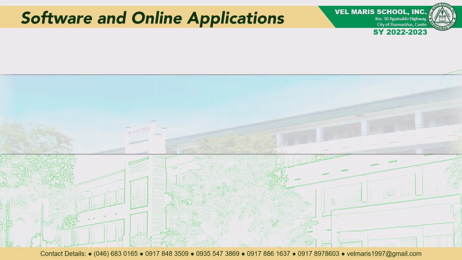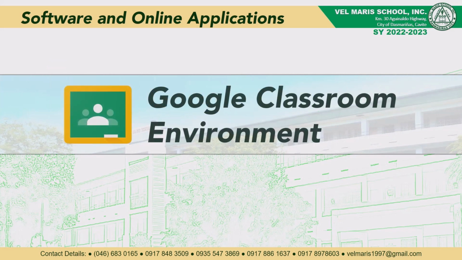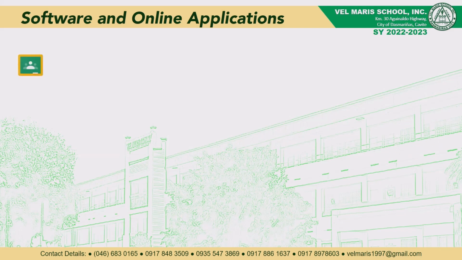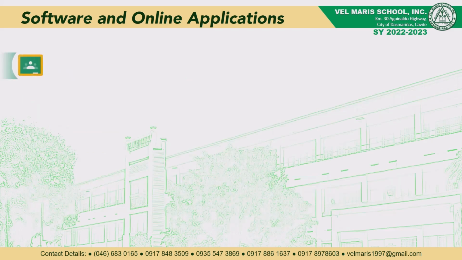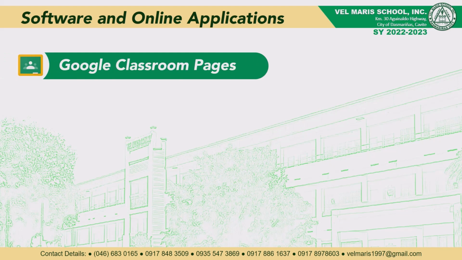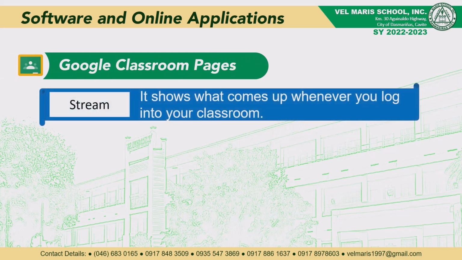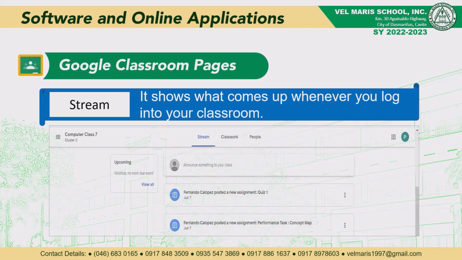Now, let us explore the Google Classroom environment. Let's start with the home page. The home page shows the list of your classes supervised by your teacher. We also have the classroom pages or tabs. First, the Stream page. It shows what comes up whenever you log into your classroom. It could be an announcement, a material, an assignment, or a quiz.